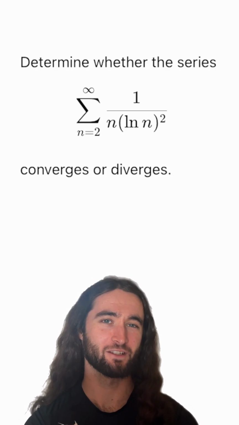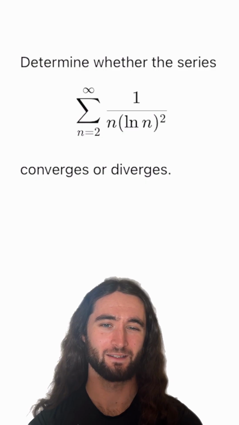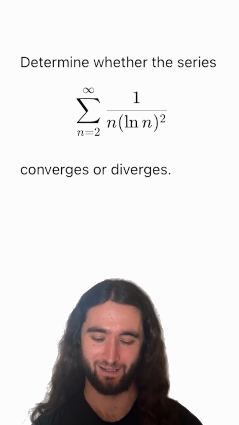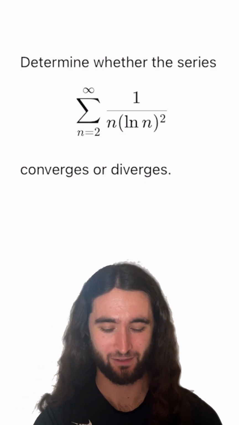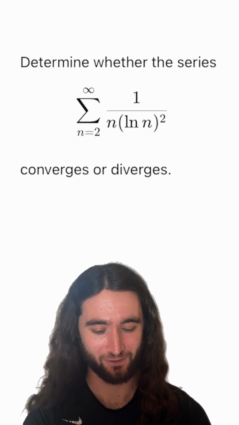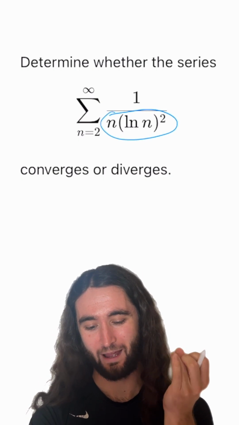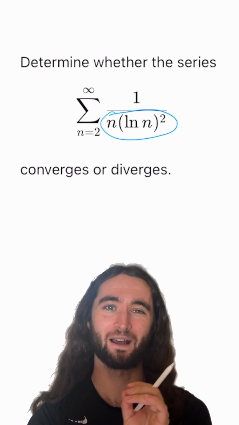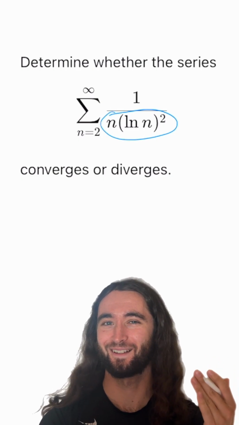Here we have a series question that you might see on the BC exam. This one is definitely pretty tricky. So intuitively, it's kind of like a p-series. But it's not, but it's kind of like one. So in the denominator we have some power of n, but instead of being just a power of n, it's a power of n times a power of the natural log of n.